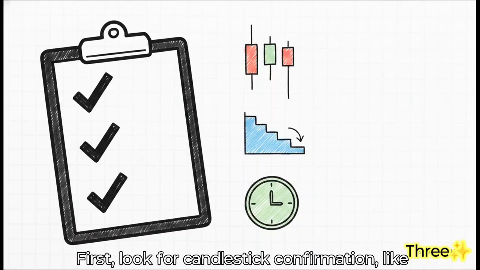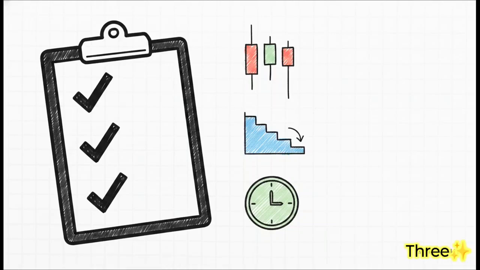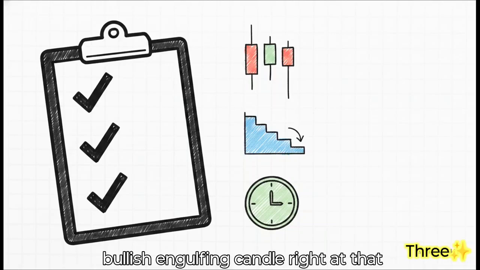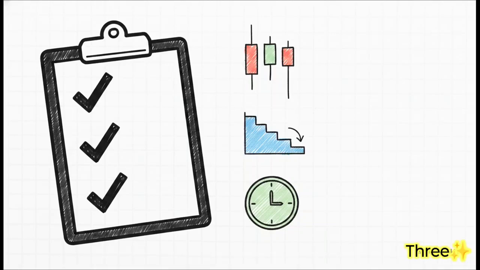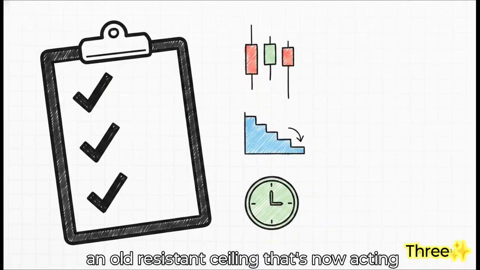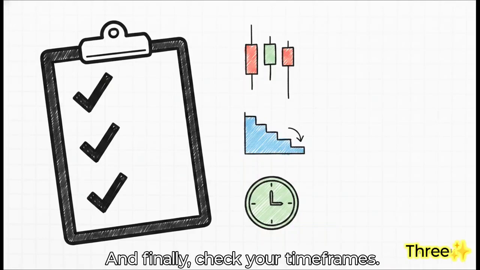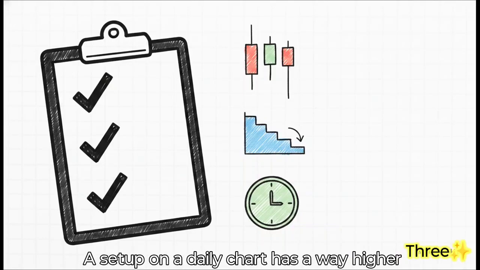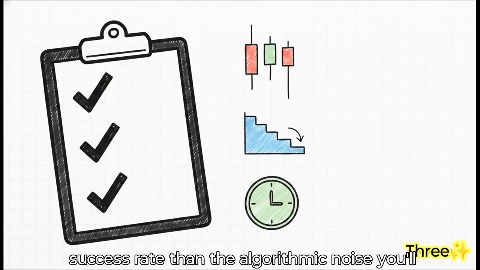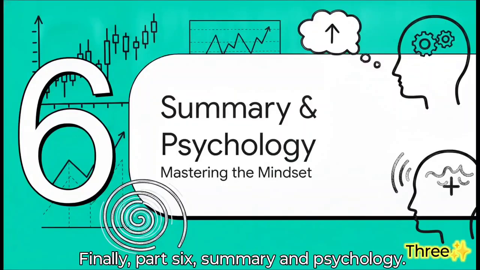First, look for candlestick confirmation, like a long lower wick showing immediate rejection or a big bullish engulfing candle right at that Fibonacci level. Second, check for support and resistance overlap. Does your Fibonacci line sit right on top of an old resistance ceiling that's now acting as a new support floor? That is pure gold. And finally, check your time frames. A setup on a daily chart has a way higher success rate than the algorithmic noise you'll find on a 1-minute chart.